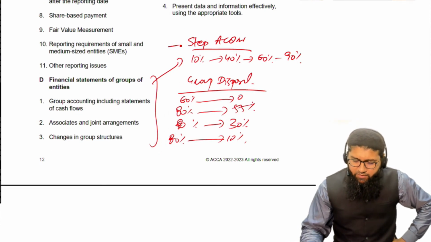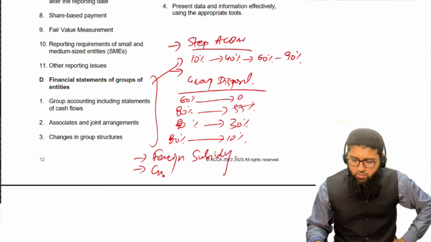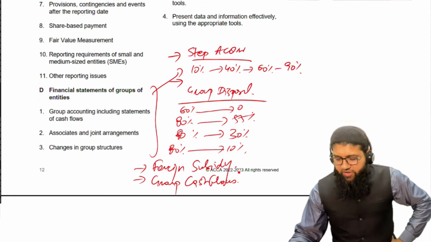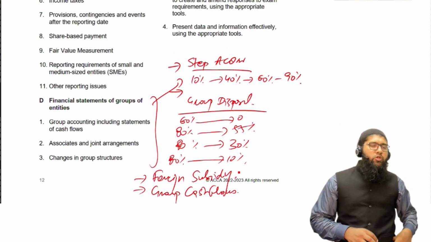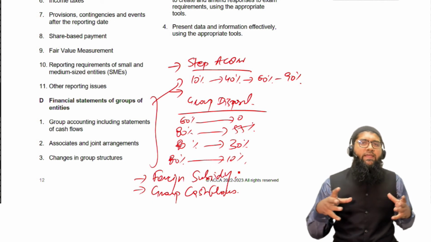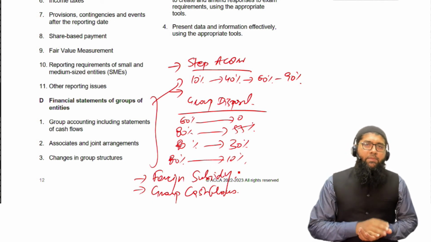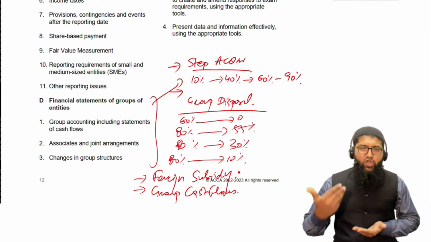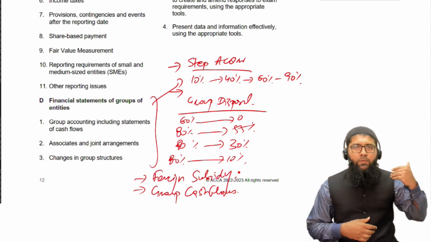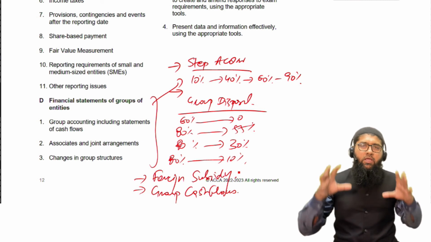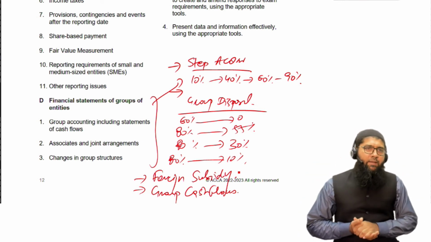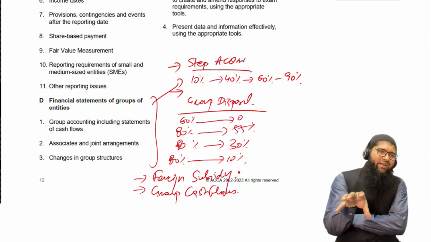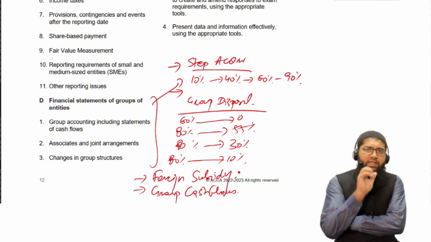Plus, in addition to this, we would be talking about foreign subsidiary. We shall be talking about the group cash flows also. So we'll be talking about these additional aspects. Everything that you study at FR is examinable. Plus, in addition to this, there's going to be foreign subsidiary, group cash flow, group disposal, step acquisition, all of these additional areas that are going to be examined. And consolidation is a mandatory 25-30 mark area in the examination.